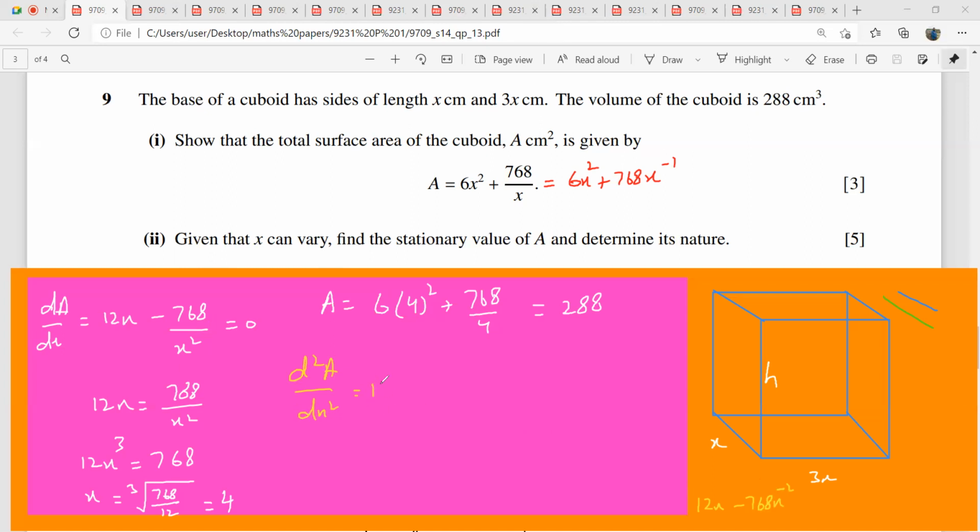So this is going to be 12 plus 768 into 2 over x cube. I will not be wasting my time on simplifying this, and I would say that at x equal to 4, this d2A by dx square is going to give me a positive value because all of them are positive. So therefore, this 288 is the minimum area. That is the minimum surface area. That is how you do that.